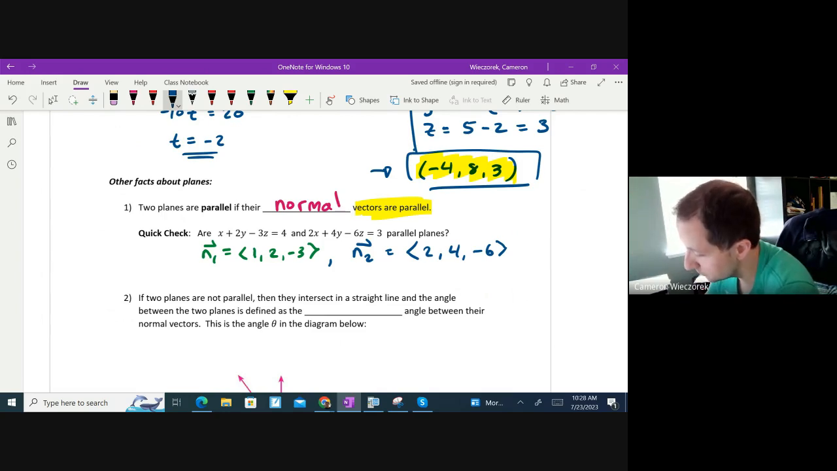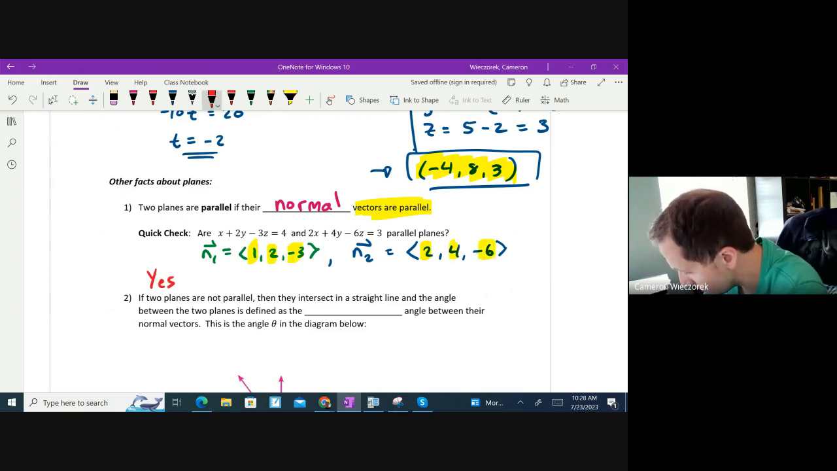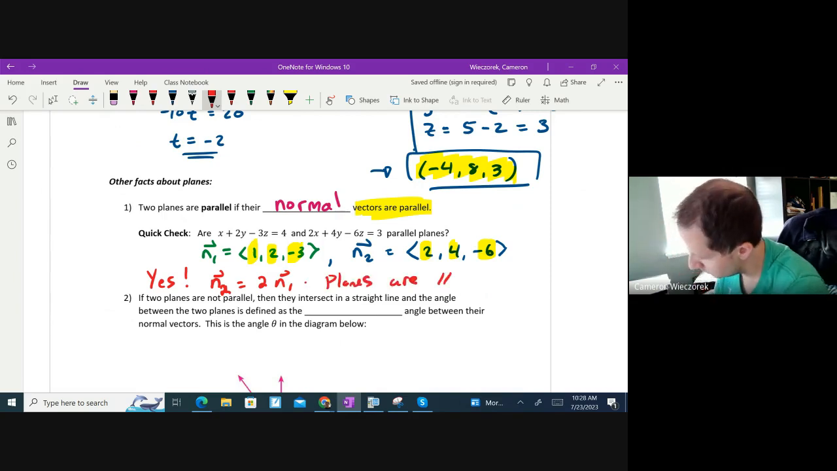Are they scalar multiples of each other? Looks like, yeah, every single component doubled in size. 1 times 2 is 2, 2 times 2 is 4, -3 times 2 is -6. So yes. N2 is exactly equal to 2 times N1. So the planes are parallel. Okay.